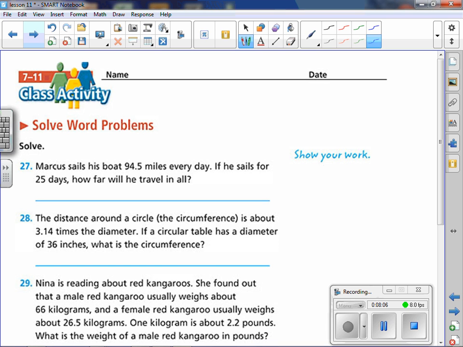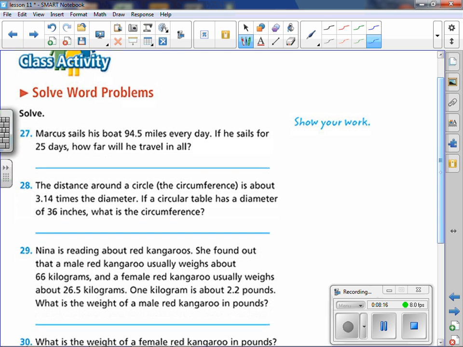Some story problems here for us to solve. Marcus sails his boat 94 5/10 miles every day. If he sails for 25 days, how far will he travel? So you're going to do 94 5/10, multiply that by 25.